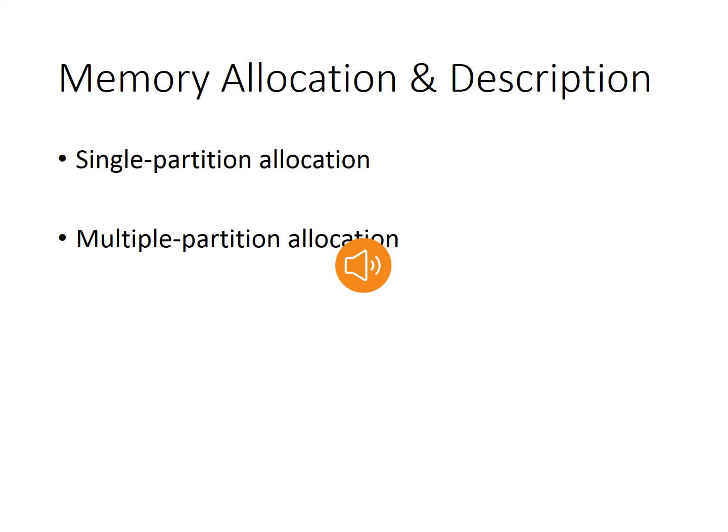In multiple partition allocation, main memory is divided into a number of fixed size partitions where each partition should contain only one process. When a partition is free, a process is selected from the input queue and is loaded into the free partition. When the process terminates, the partition becomes available for other processes.